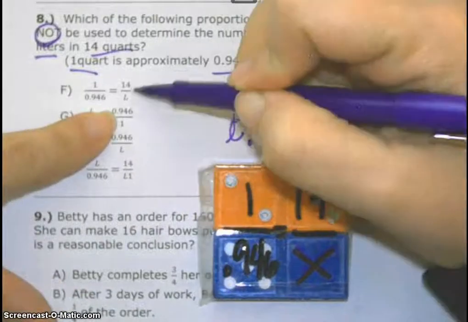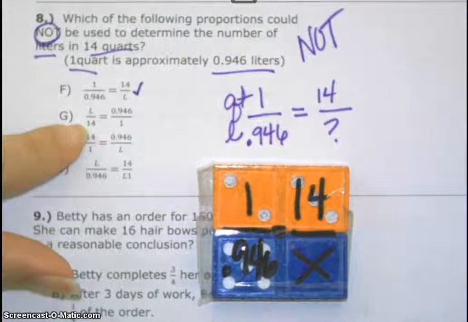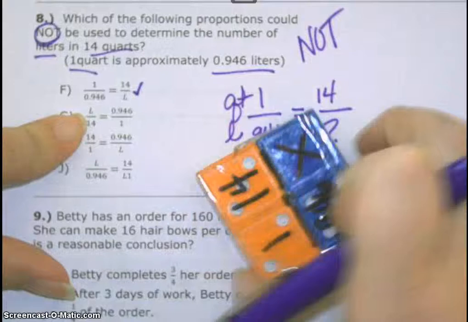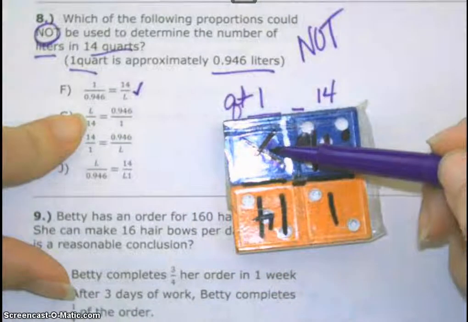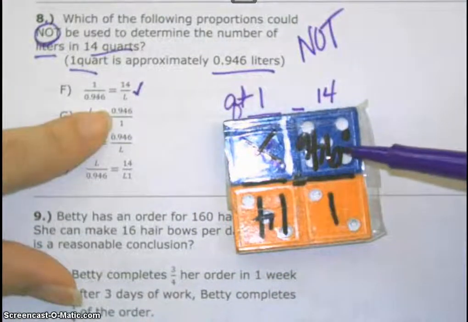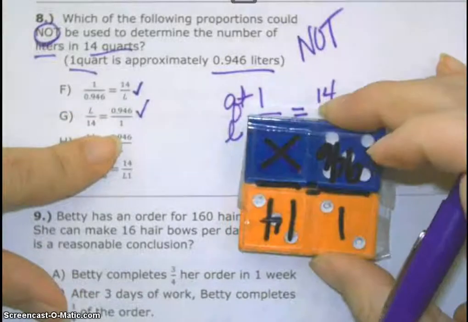Actually, yeah, the first one looks exactly like mine. So I like that one. I'm going to put a check next to it. That is correct. The next one has the variable on the top and 14 on bottom. So if I turn this, variable on top, 14 on bottom, 946 thousandths on top, 1 on the bottom. That is also correct.